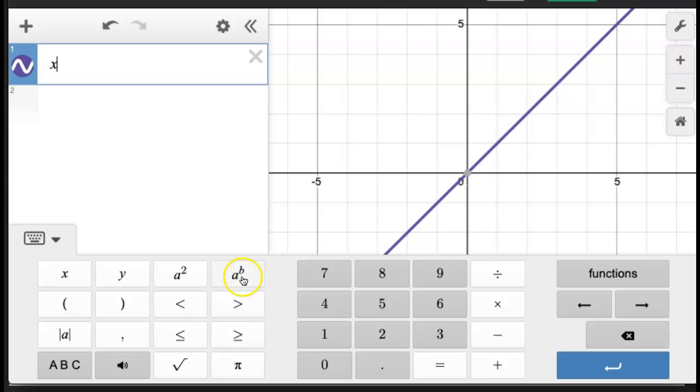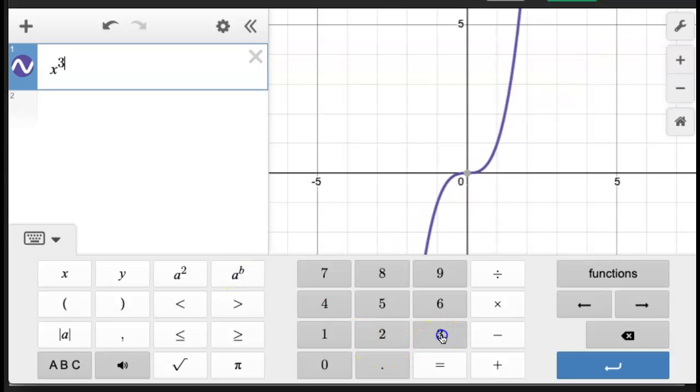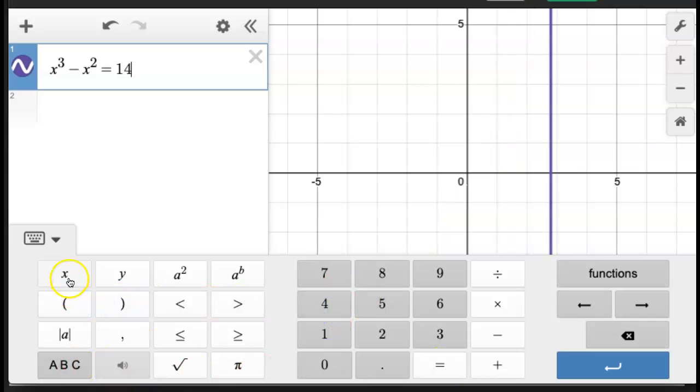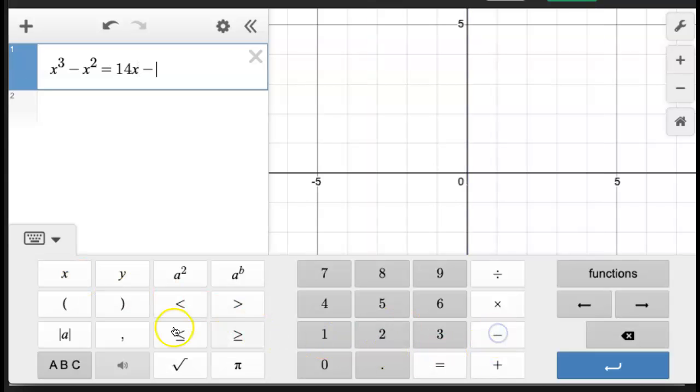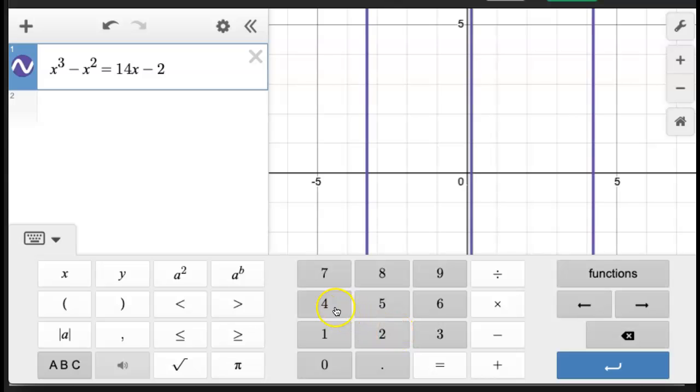So X cubed minus X squared equals 14X minus 24.